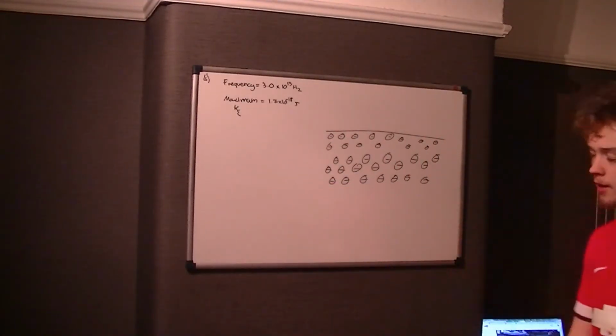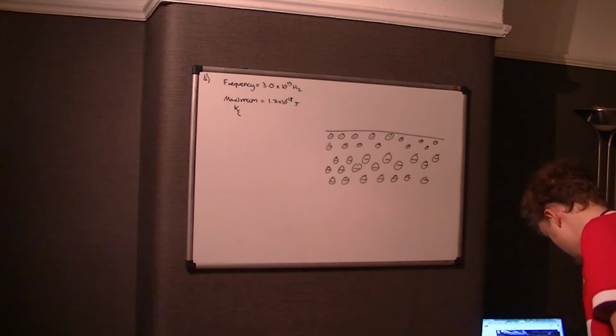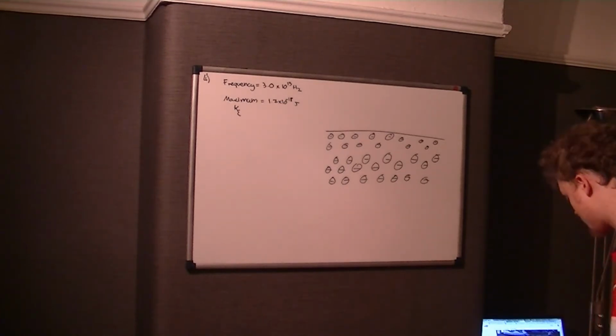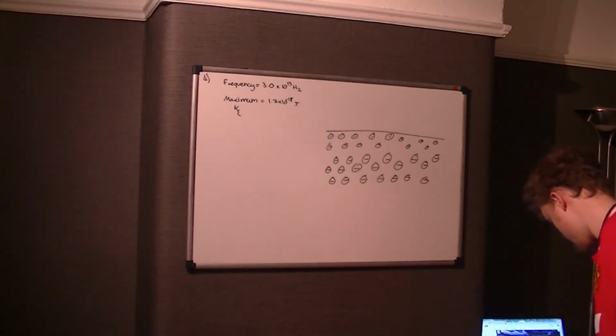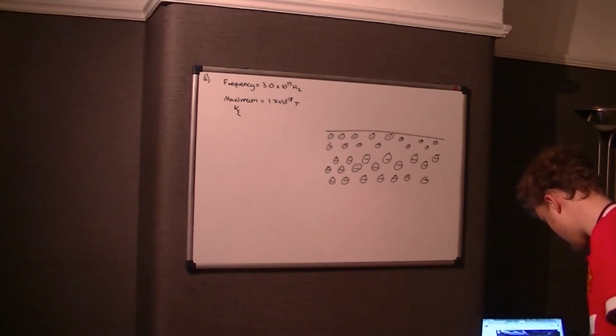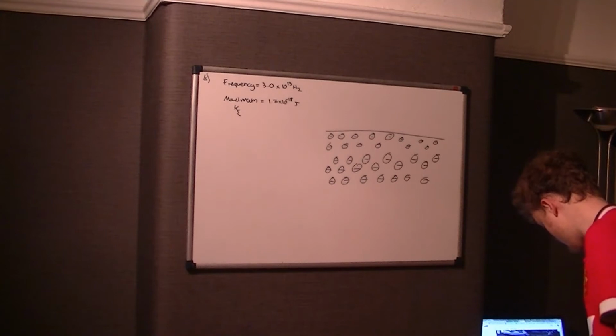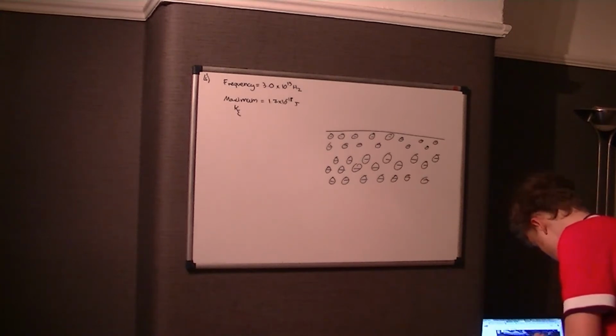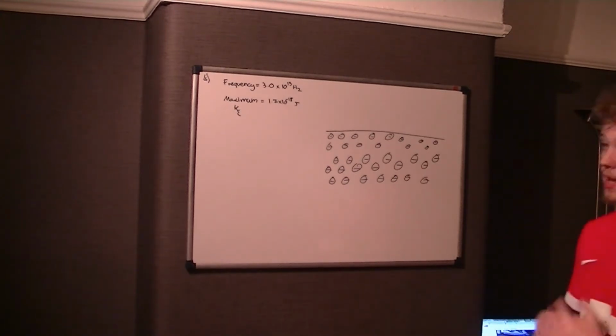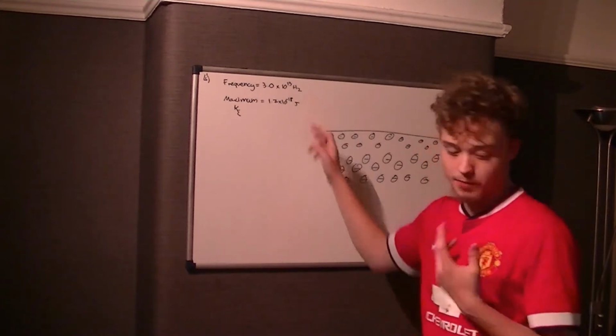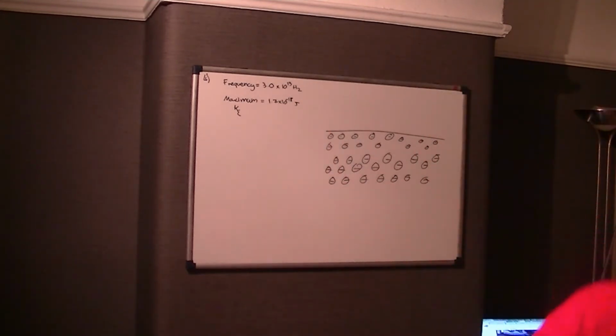Welcome. This is question number 4 now for AQA's AS Physics June 2013 Unit 1 past paper. Now 4A says explain why the... we're given the frequency. Basically we've got a photoelectric effect question.